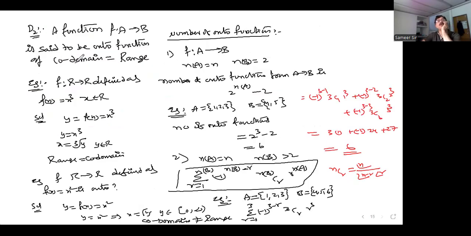You see here, onto function. I have given two examples. I took x cube. What was the definition I gave you? It's very simple: codomain is equal to range. Here one example I have taken, x cube, domain and range is R. Whether we'll get R or not, we'll check. I take y here and change everything, that means x in terms of y. Now when is this defined? It is defined for all reals. So codomain is equal to range. Therefore it is onto. Whereas here, a similar example, but this time I have taken x square.